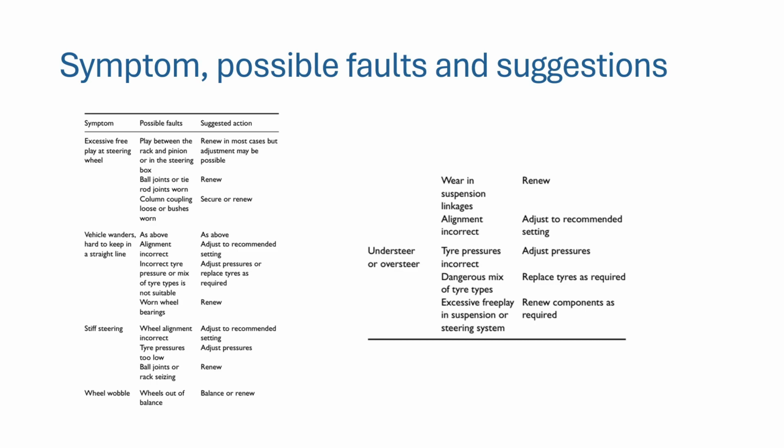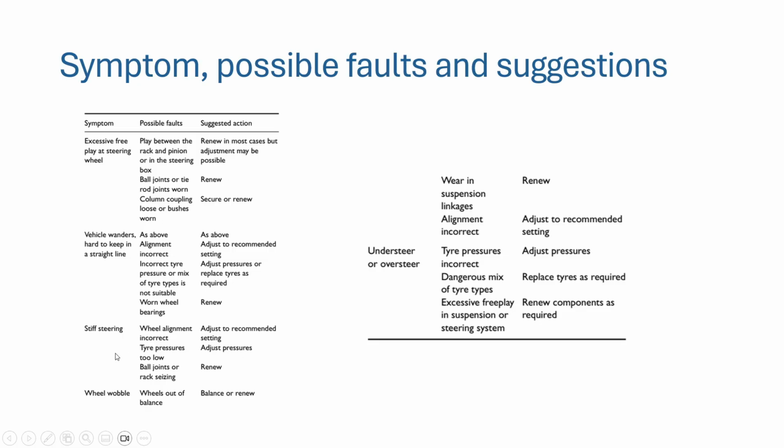So in case of an alignment problem, you can adjust. In case of tire pressure, you can adjust the pressure. Or in case of mixed-up tires, you have to replace the tire. You must have uniform tires. If it is a wheel bearing, you have to renew it. So this is the symptom and the possible rectification action.